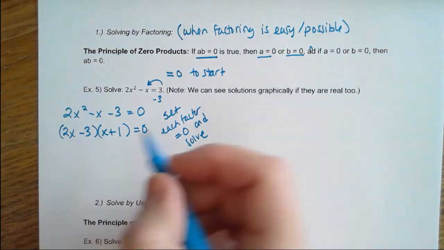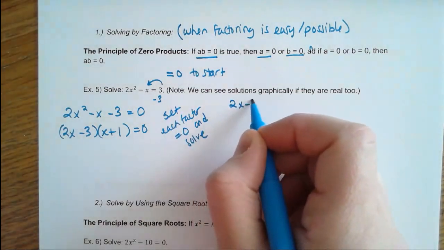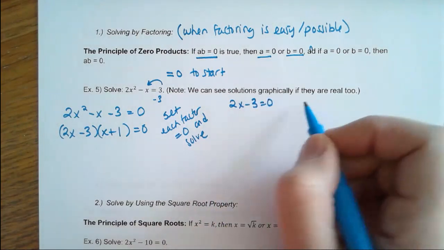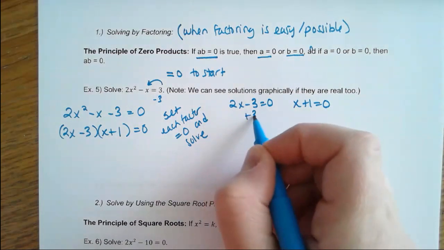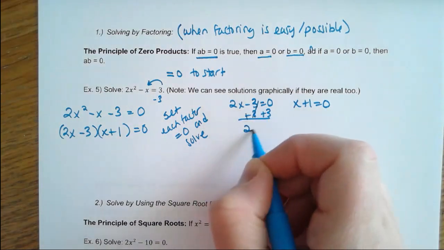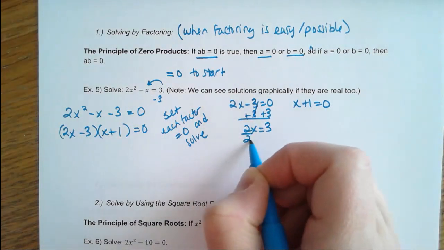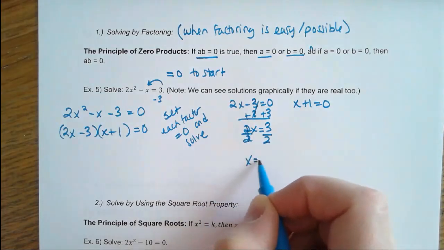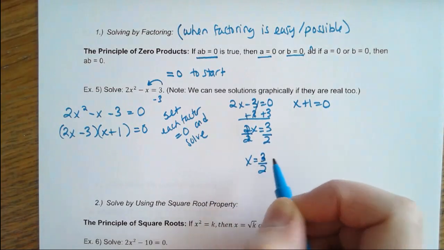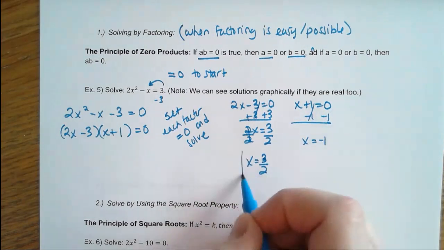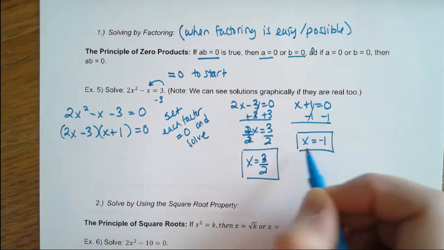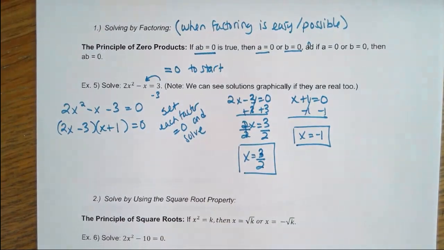So at this point, I would take the first factor, 2x minus 3, set it equal to 0. I would do the second factor, and I'm going to solve each of them individually. All right, so here I have two solutions. One is 3/2 and one is -1. And this is the strategy that we can use when we're solving by factoring.